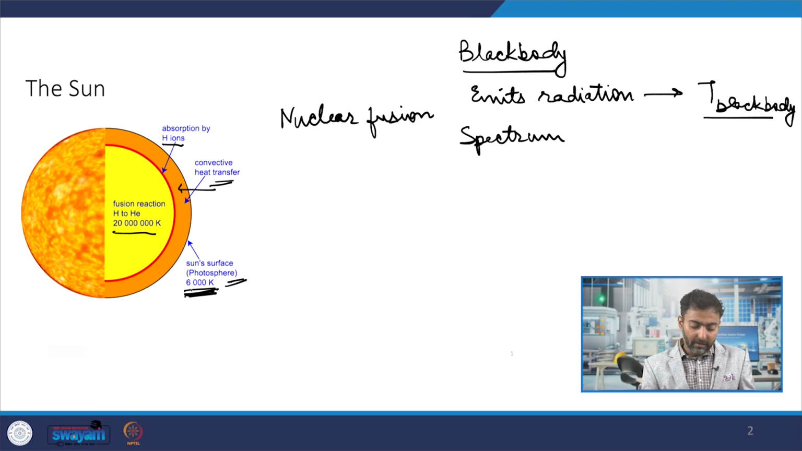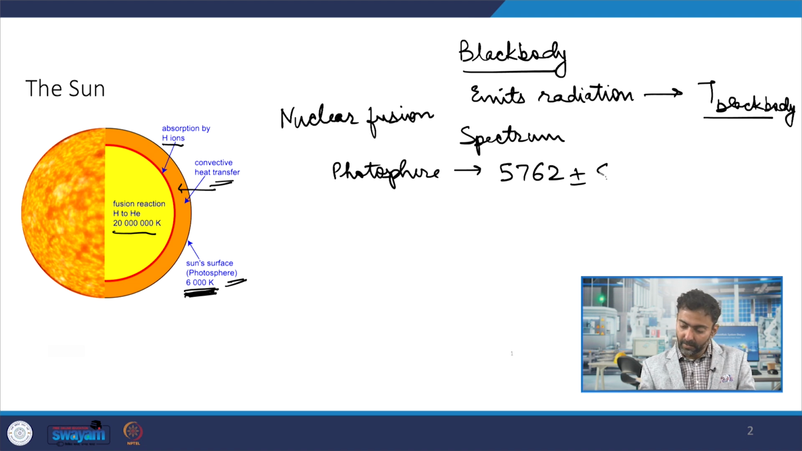So here in this figure, as you saw, we said it is 6000 Kelvin. That is a very crude approximation. There are different other estimates of the temperature of the photosphere. Some of the literature talks about this photosphere having a temperature of 5762 Kelvin plus or minus 50 Kelvin. Some other literature also considers this temperature as 5730 plus or minus 90 Kelvin.